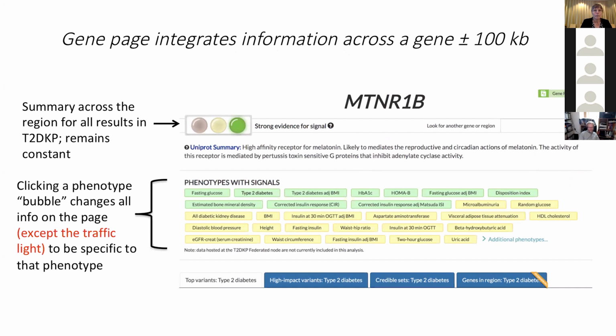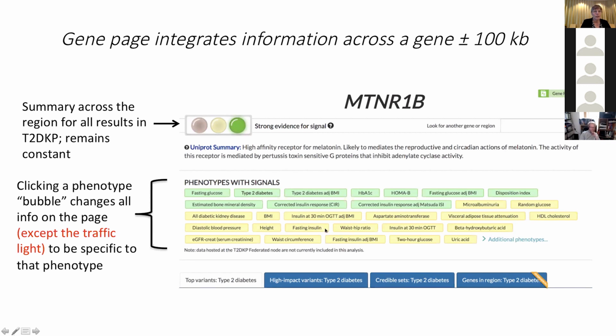Also, I hope this is review, but just to remind you, the gene page integrates information across a region, not just the coding sequence of the gene, but 100 kb of flanking sequences on either side. And the traffic light at the top is meant to give a quick summary of associations across this whole region. This traffic light remains constant no matter what else you do with the rest of the gene page, as I'll show you. Green, of course, means there's a strong association for some phenotype, at least one of the 180 that we have. Yellow means moderate association, and red means there's no association.